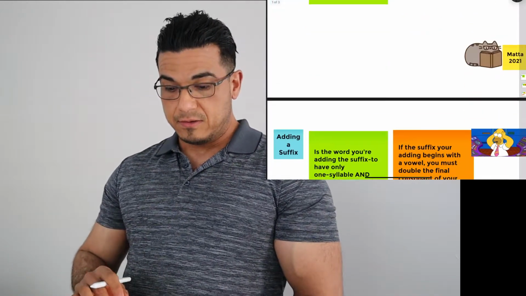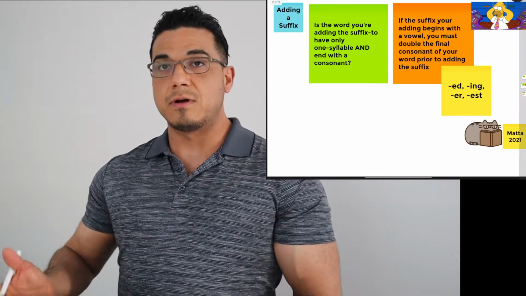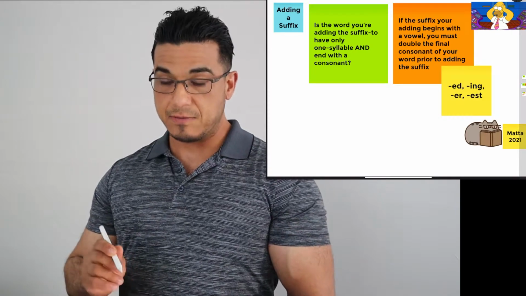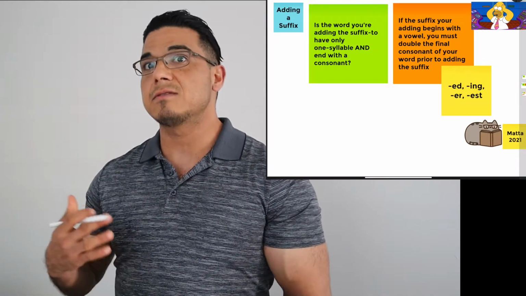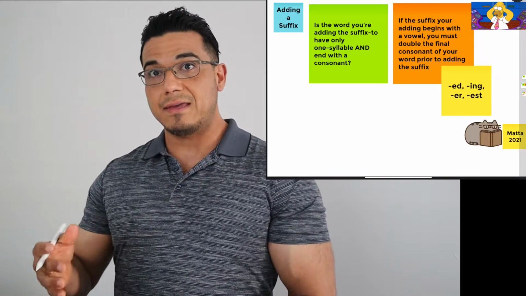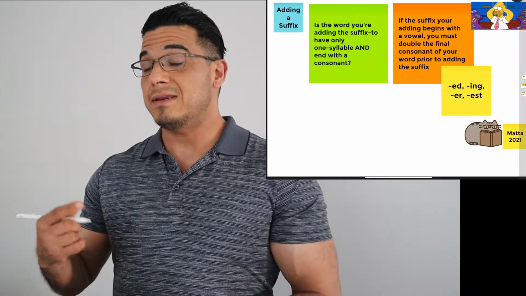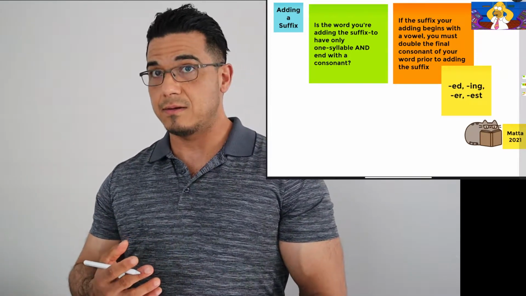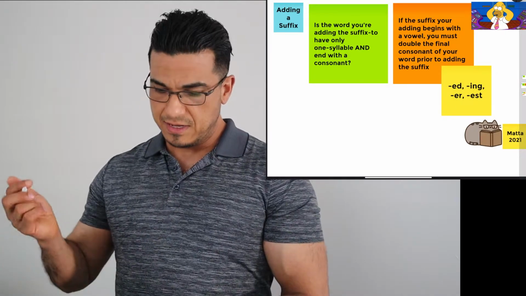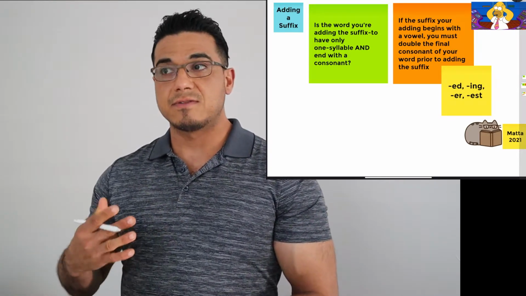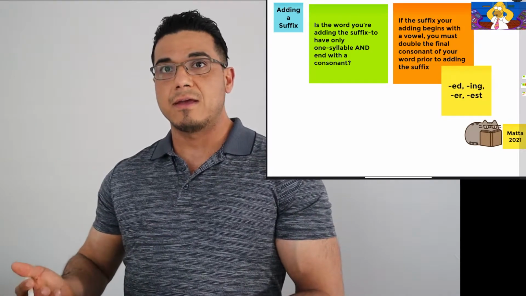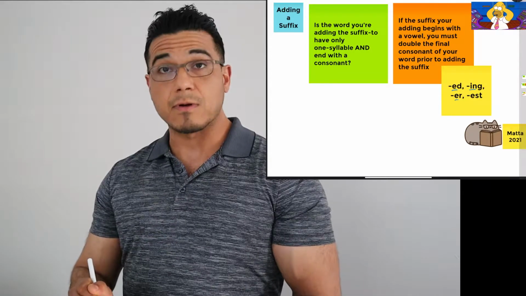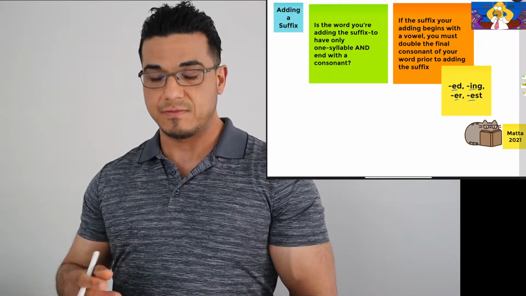Looking at words that are one syllable long and end in a consonant, what do we need to do? Well, here in orange it says, if the suffix I'm adding begins with a vowel, so again an A, E, I, O, or U, then what I need to do is double the consonant that the original word ended in before adding my suffix. Some examples of suffixes that begin with a vowel are things like ed, or ing, or est, like if we're making a superlative.